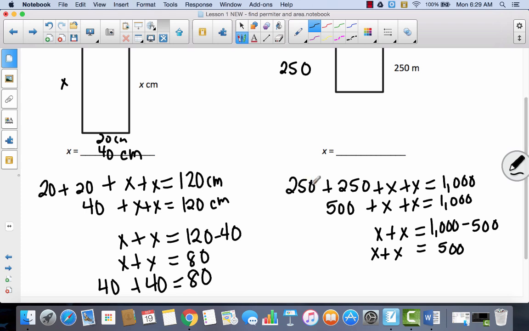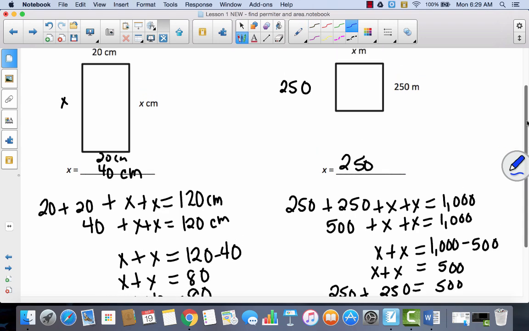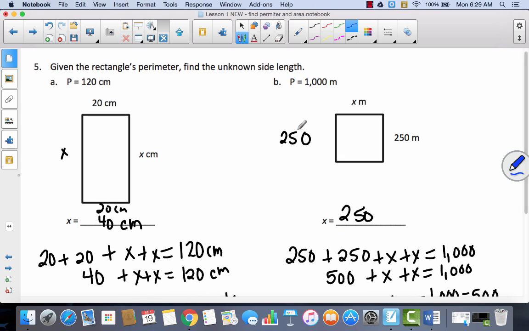Let's see. I think I just did that. Didn't I just do 250 plus 250? So that means that 250 plus 250 equals 500. So x must equal 250. So it looks like this rectangle actually was a square. All the sides were equal to 250.